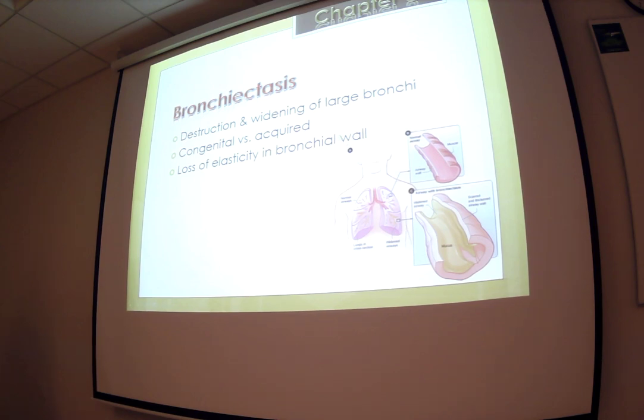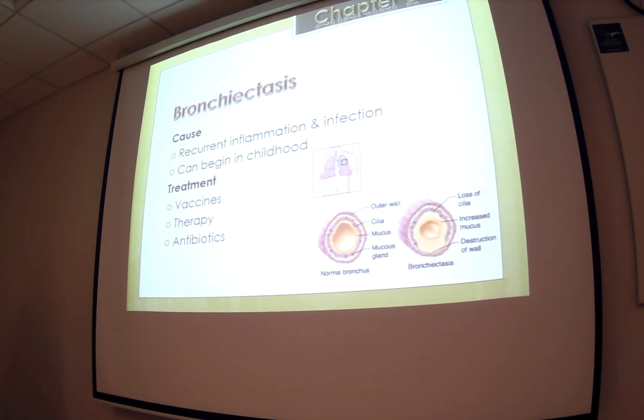The bronchiectasis can lead to bronchitis and then to bacterial infections due to impairment of the body to be able to clear and expel and get rid of inflammation like this. Cause is typically the recurrent inflammation and infections. Can begin in childhood. Usually involves the basal segments of the lower lobes, typically bilaterally.